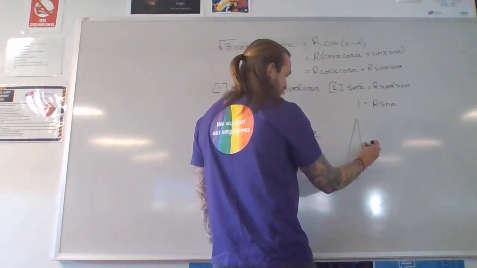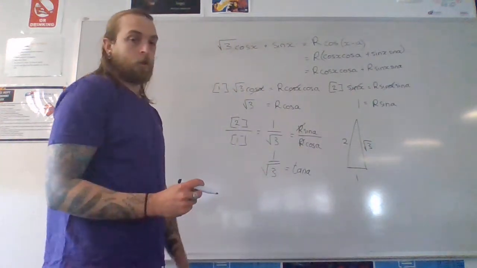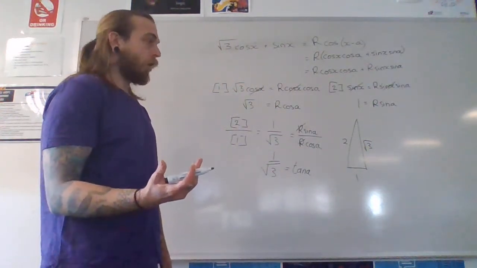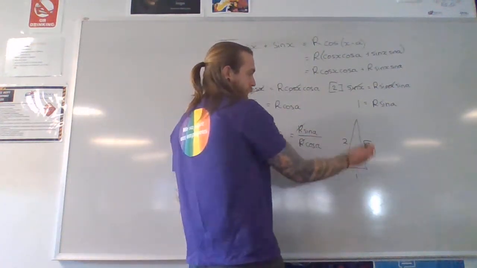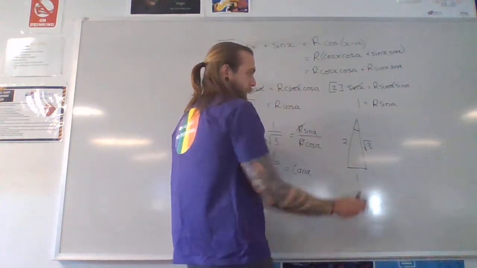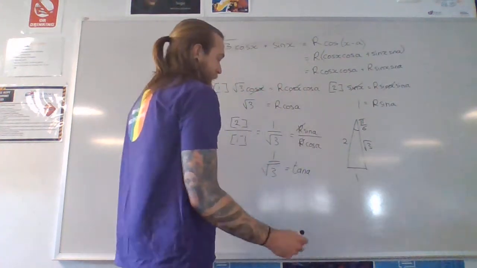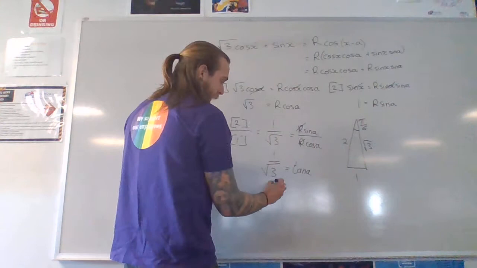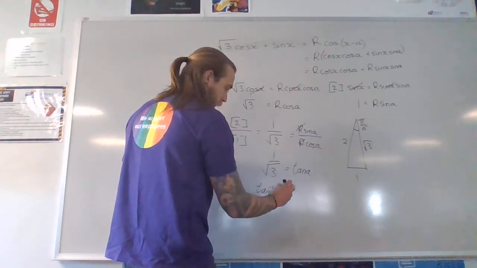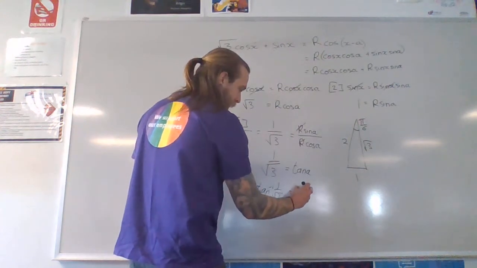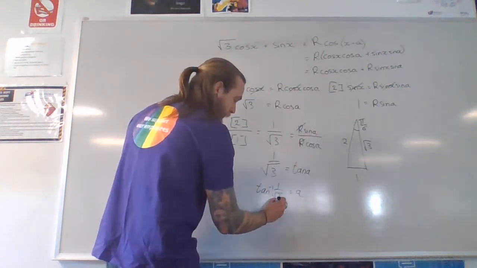We've got 1, we've got root 3, and we've got 2. Hopefully you can remember what tan is, opposite over adjacent. So if I've got 1 on the bottom, it means I'm talking about this angle up here, which is pi on 6. Okay, so what I'm really doing then is inverse tan 1 on root 3 equals alpha. The exact value of that we know to be pi on 6.